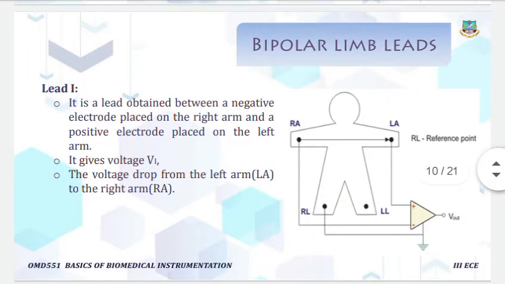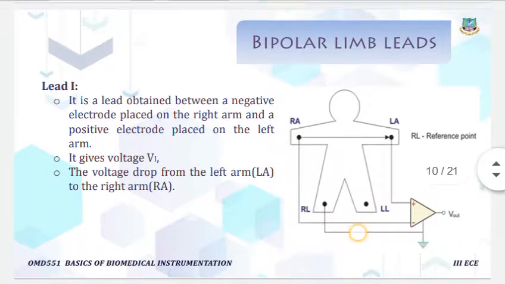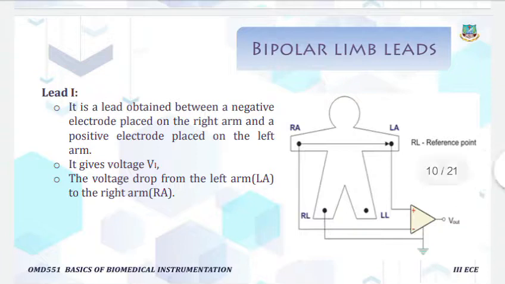Then the first one, lead 1 system. From the figure, there is a connection of electrodes on the right arm, left arm and right leg. The electrode connected on the right leg acts as the reference electrode. The lead is obtained with the negative electrode placed on the right arm and the positive electrode placed on the left arm. So in lead 1 we get the output voltage V1.